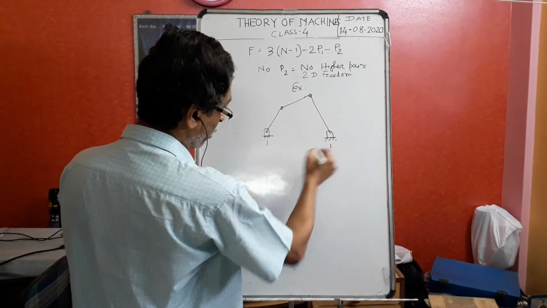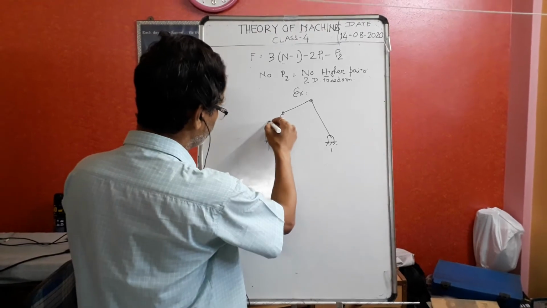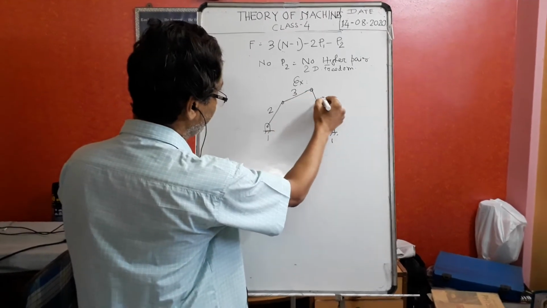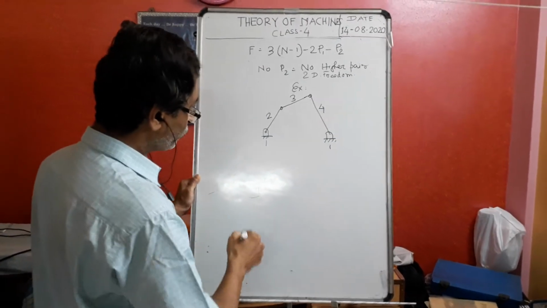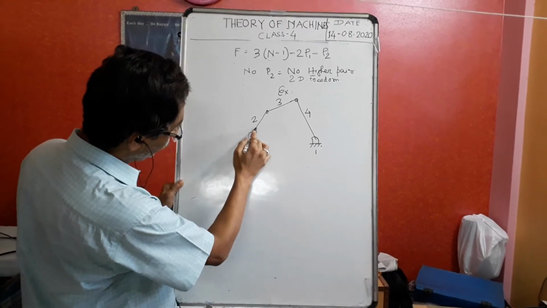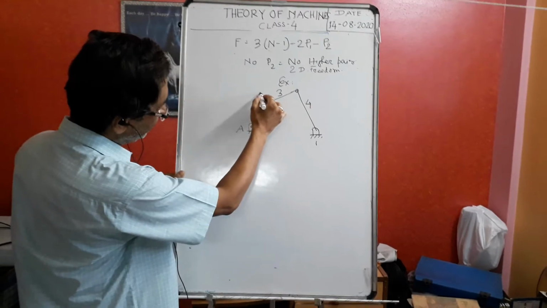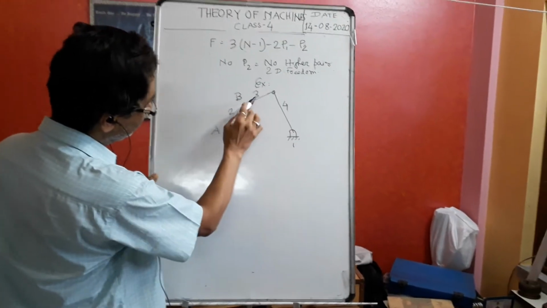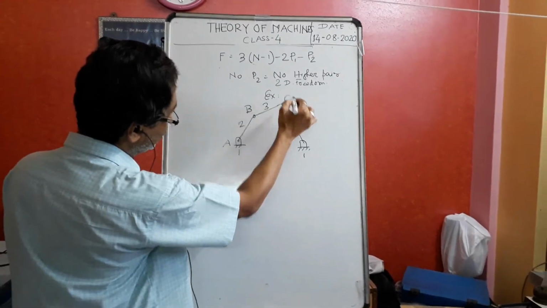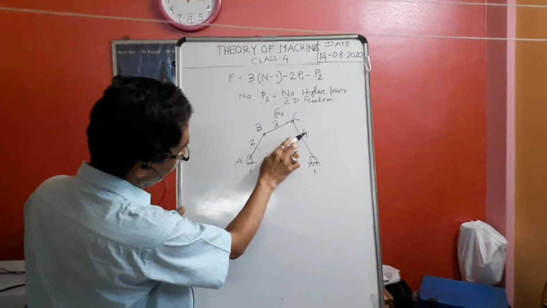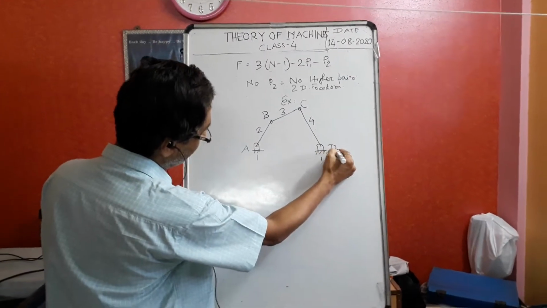This is the ground. Ground is link number 1. This is link number 2. This is link number 3. Link number 4. Now, you see, 1 and 2 are making a pair at A. 2 and 3 are making a pair at B. 3 and 4 are making a pair at C. And 4 and 1 are making a pair at D.